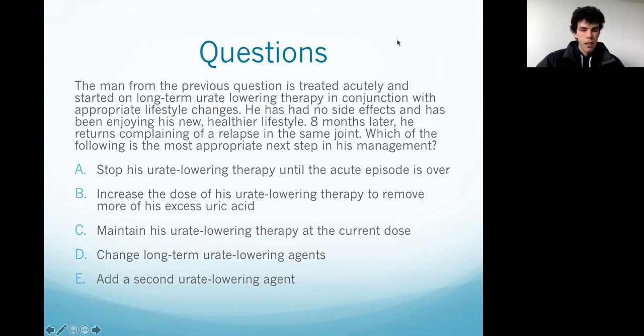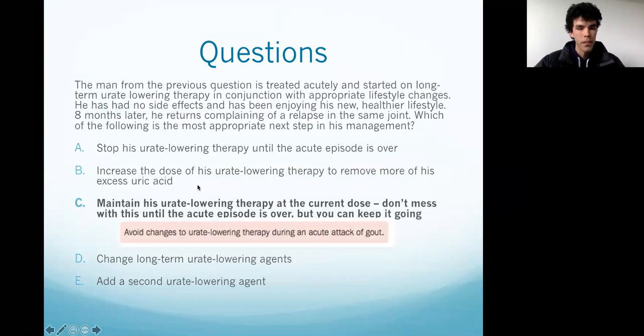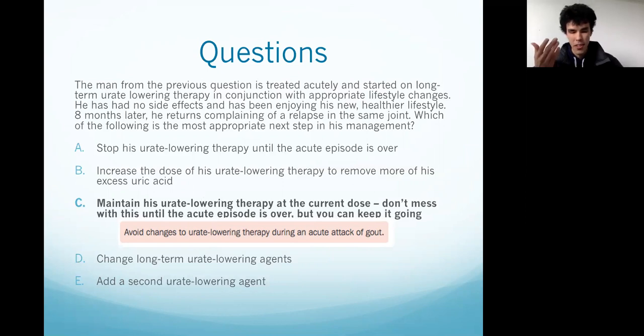Okay, right, so, here we go. This one is C. So this is straight off ETG. They bothered putting a red box in there, so I thought I'd take it as well. Don't touch anyone's long-term therapy while they're having an acute episode. Afterwards, if he's clearly not getting treated to target if he's having a relapse, you might change his long-term agent.